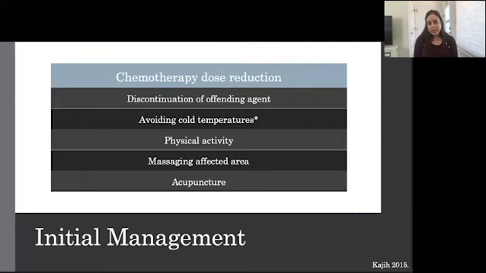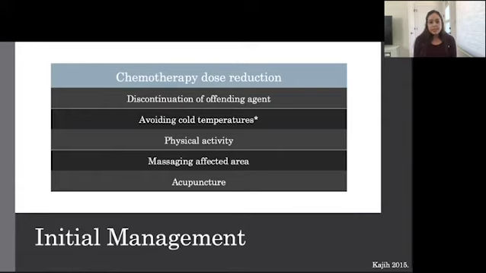Discontinuation of the offending agent certainly is an option. It's a very individualized choice, and of course will depend on many things, including whether the patient is receiving curative treatment or palliative treatment. Avoiding cold temperatures can help, particularly with the drug oxaliplatin, which, as you probably know, the neuropathy from that is certainly exacerbated by cold temperatures and by drinking cold products. And this lasts for 5 to 7 days after receiving the oxaliplatin, sometimes longer though.